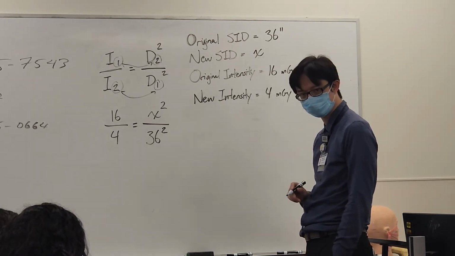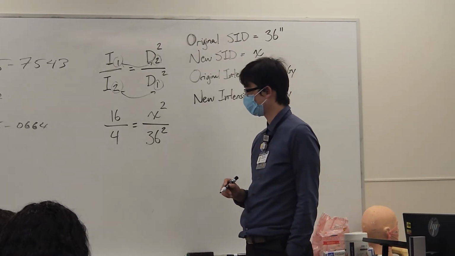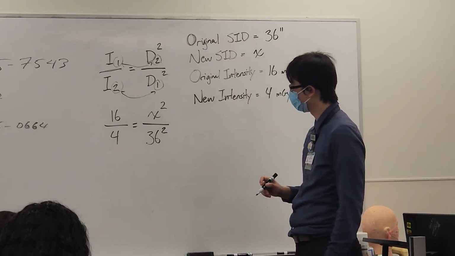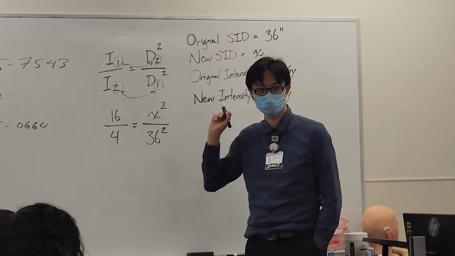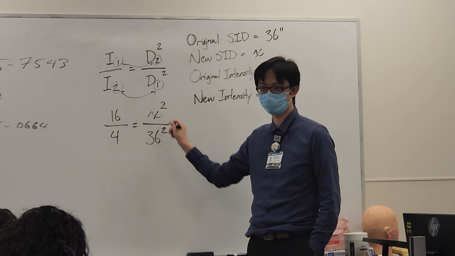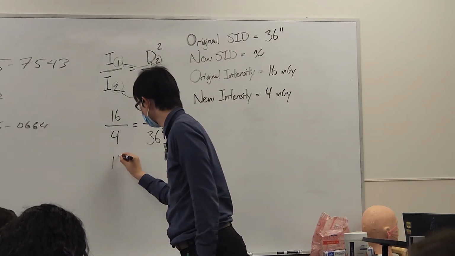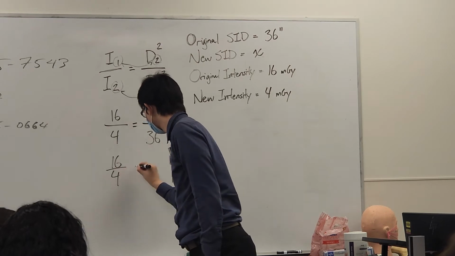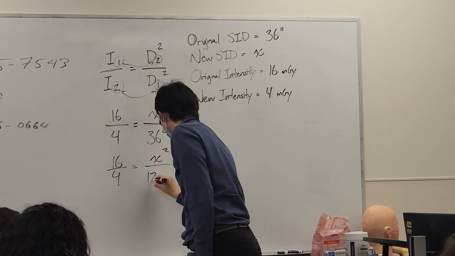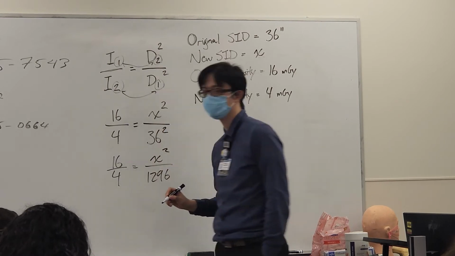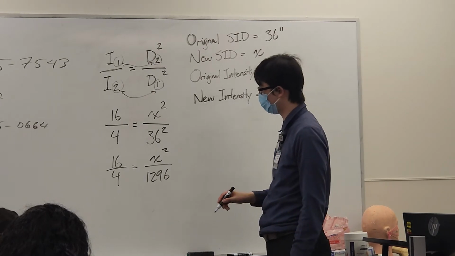Right, now we cross multiply, so we have 16 into 36 into 36. So first of all, let's simplify. Let's do our square. So what is 36 squared? Sir, 1296. Good. 1296. Okay, so now we can do our cross multiplication.